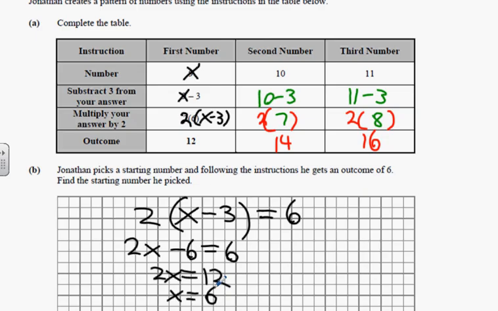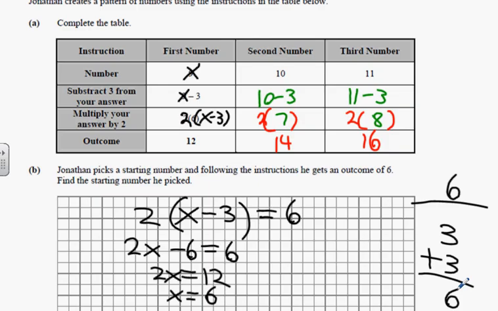Now, other people might have done it slightly differently. Other people might have said, look, the answer was 6. Would you agree with that? And what they might have said was, well, look, the last thing we did was we multiplied the answer by 2. So that means if we divide by 2, we'll undo it, won't we? So if we divide by 2, we get 3. And the second last thing we did was take 3 away from the number we started with. So to undo taking away 3, you need to add 3. 3 plus 3, 6. Do it that way as well.